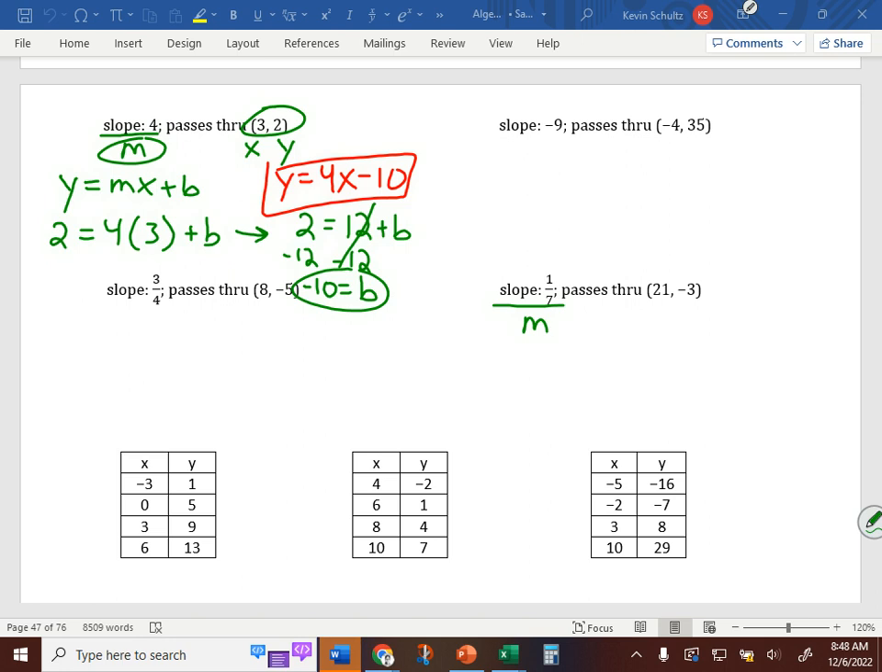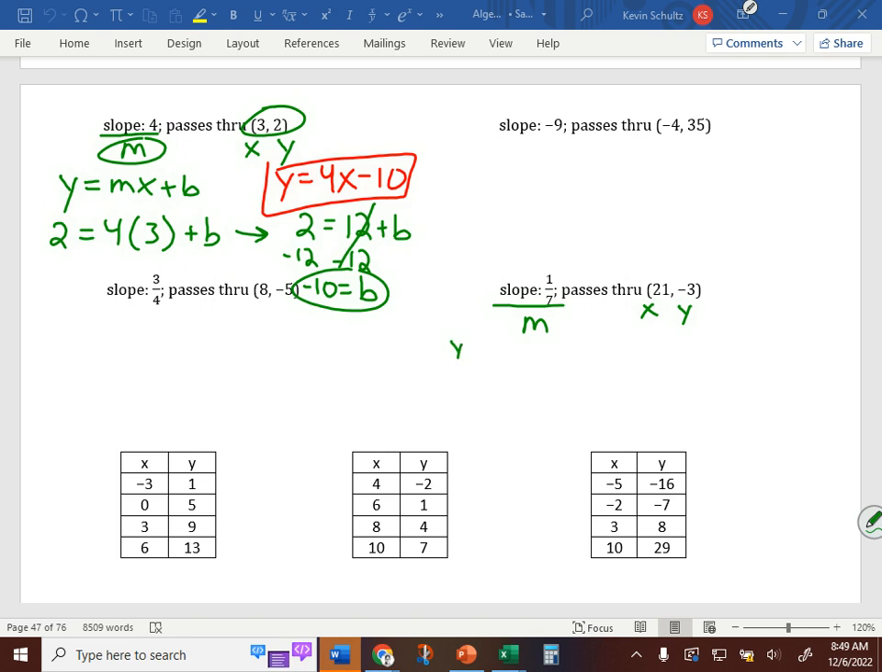The x and y. Okay? Since we know our line passes through that point, it means that point is on the line. And if that point is on the line, it means that negative 3 can be a value for y, and 21 can be a value for x. Okay? So we're going to set this up.